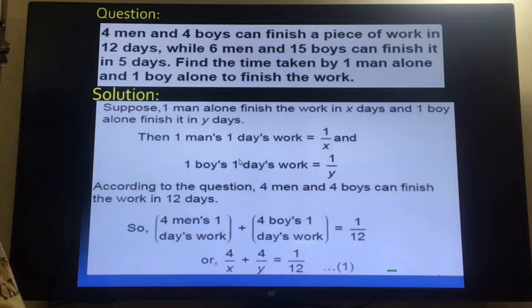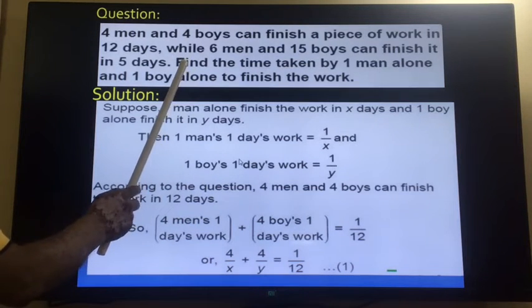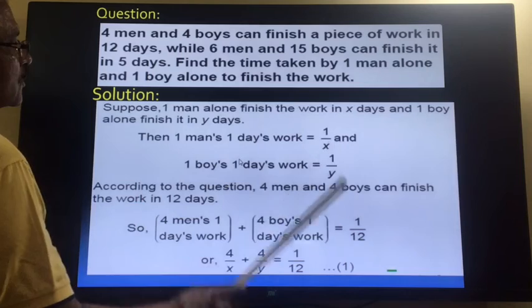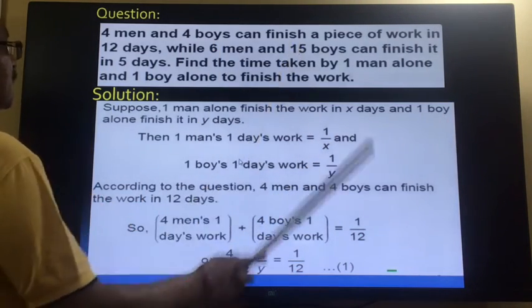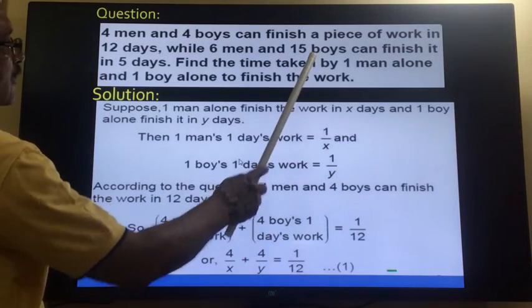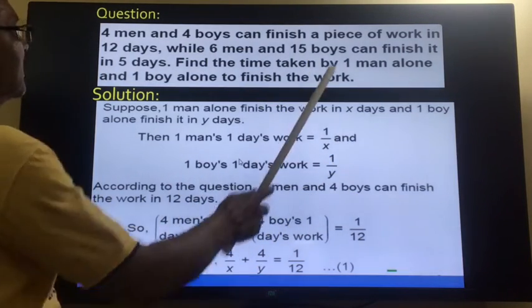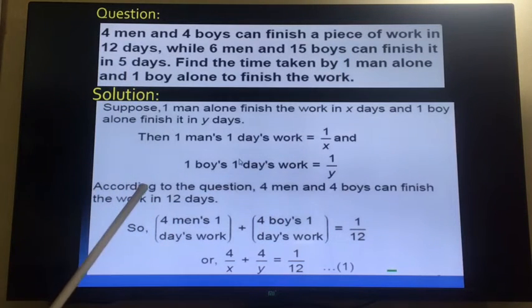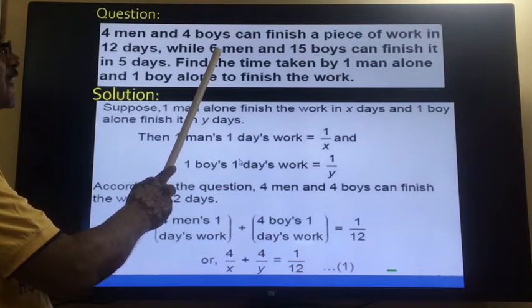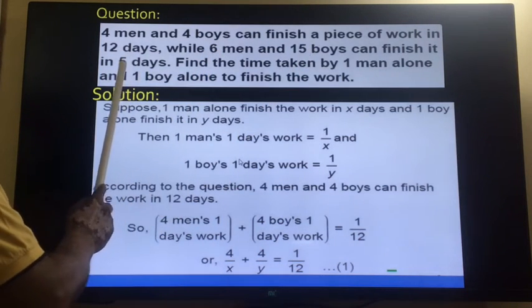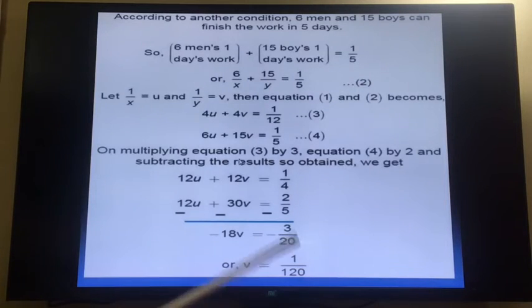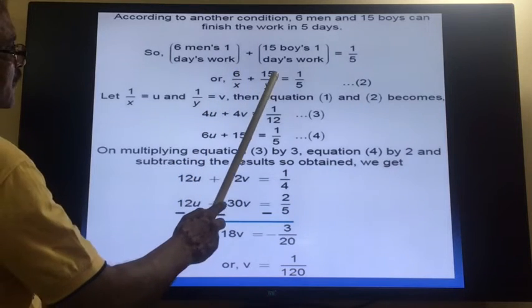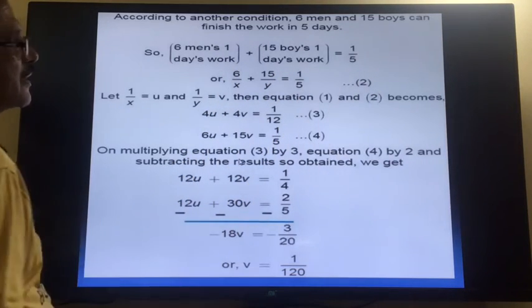Similarly, we will form the second equation. In the second equation, we will see the second condition, 6 men's work. So 1 man's work is 1 by x, so 6 men's work will be 6 by x. Then 15 boys, 1 boy's work is 1 upon y, so 15 boys' work will be 15 upon y. They are finishing in 5 days, so 1 day's work will be 1 upon 5. So the second equation is 6 upon x plus 15 upon y is equal to 1 upon 5.